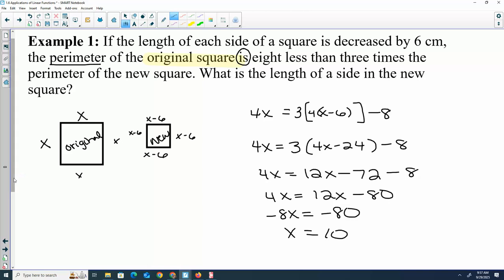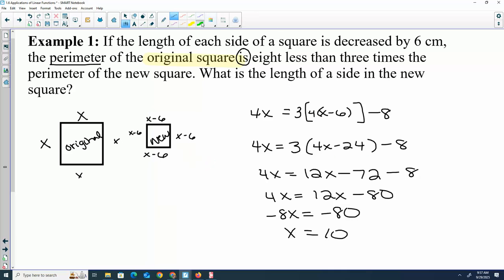Okay. Does 10 seem like a reasonable answer? It is. Yes. What if I had gotten like 4? Probably not. Why? Because 4 would be the side of the original side. Could you subtract 6 from that? No. So you have to make sure your answer makes sense.